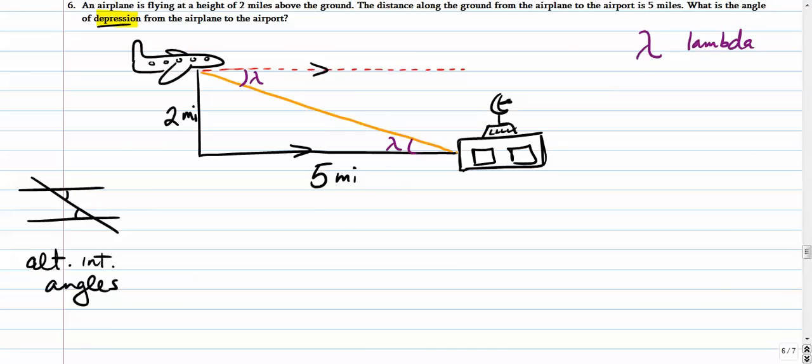So the angle of depression is this angle right in here, again, between the horizontal and the descent trajectory of the airplane. Be careful not to find this angle. That's not what the question's asking. That's something a little different. That would be the complement of the angle of depression. All right, so let's take that rather confusing looking picture and simplify it.